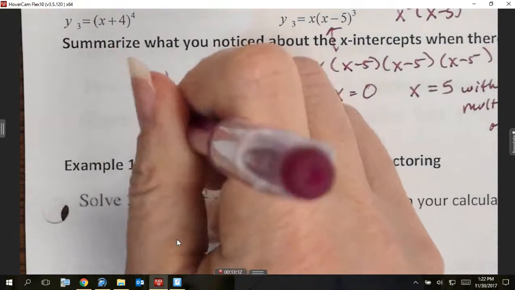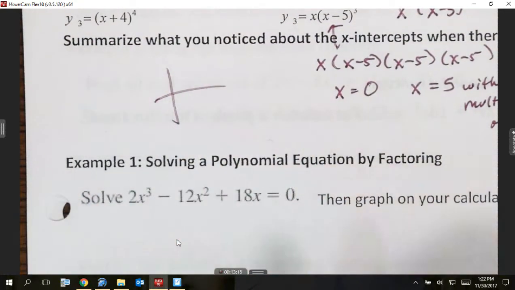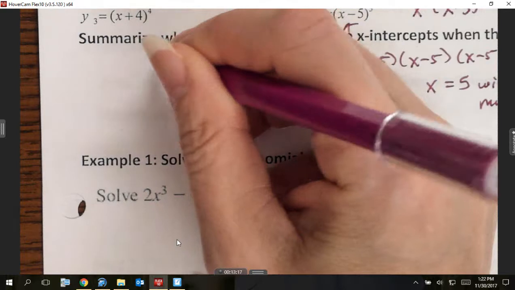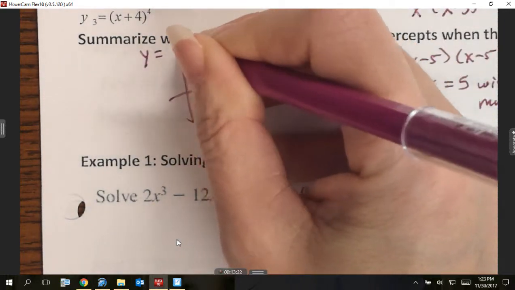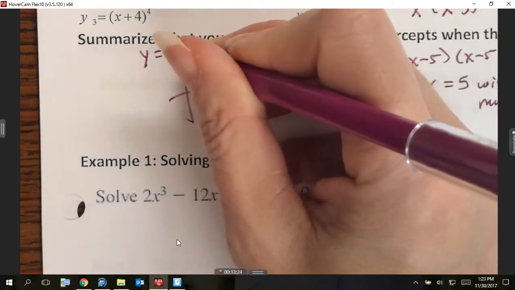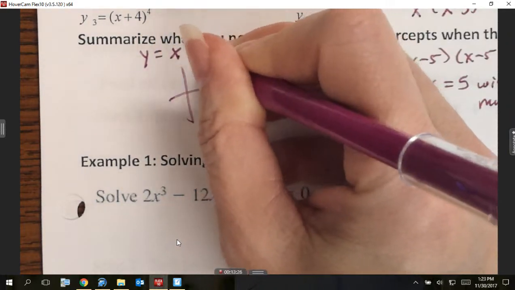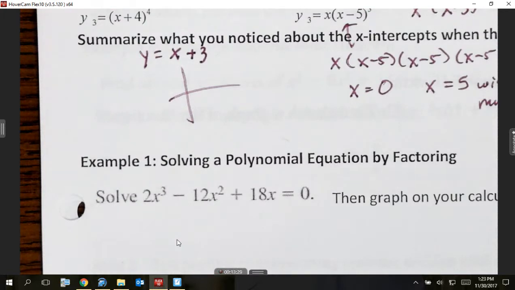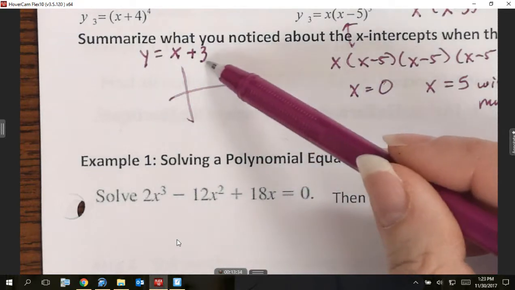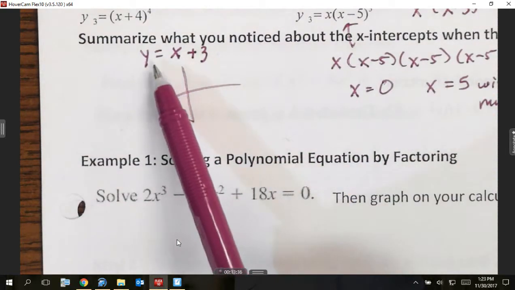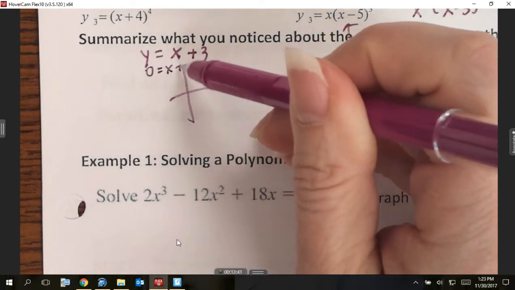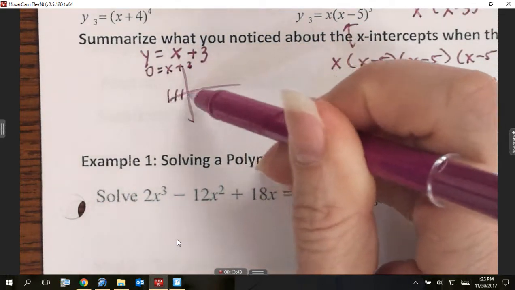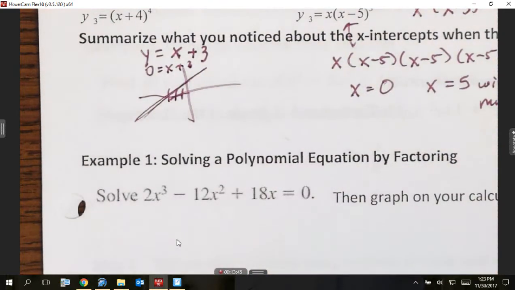If I told you to just, you can use this space, by the way. If I told you to just graph y equals x plus 3, it'll be a line, and where would it pass through the x-axis? If I made y 0, it would pass through at -3. That'd be a line, passes through at -3.